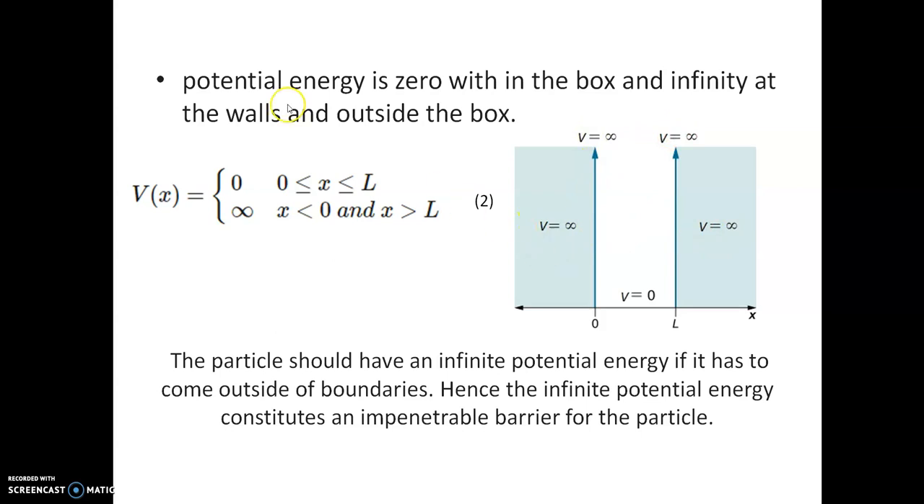So, you see that we have written V of x, that is the potential energy, is 0 within the boundaries. That means from x equal to 0 to x equal to L, the potential energy is 0, and it is infinite at x less than 0, that is here, and x greater than L, that means in this area. So if the particle has to come out of this box, then this particle should possess an infinite amount of potential energy. Then only this particle will be able to come out of the boundaries and be found anywhere outside the box.